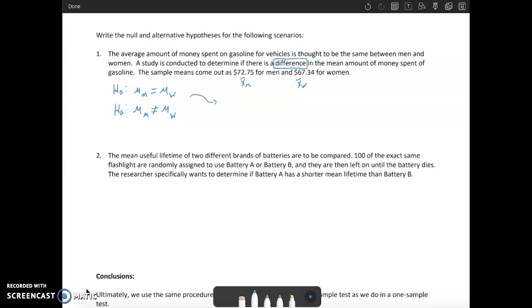Just for practice, remember that these could also be written in that other notation where we subtract the right-hand side over. H sub naught could say mu sub m minus mu sub w equals 0, and the alternative could say mu sub m minus mu sub w not equal to 0. So just be comfortable with either way that those might be presented. These are always the ways that I like to write them, but you may see them differently.